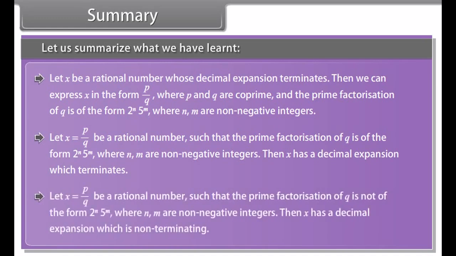Let x equal p upon q be a rational number such that the prime factorization of q is of the form 2 raised to the power n, 5 raised to the power m, where n, m are non-negative integers. Then x has a decimal expansion which terminates. Let x equal p upon q be a rational number such that the prime factorization of q is not of the form 2 raised to the power n, 5 raised to the power m, where n, m are non-negative integers. Then x has a decimal expansion which is non-terminating.